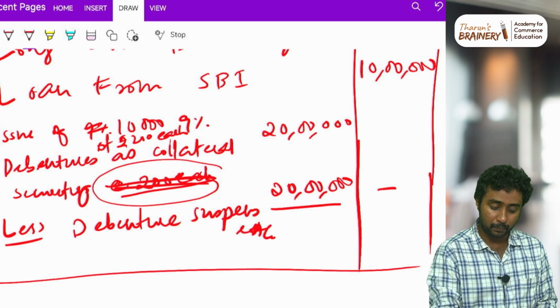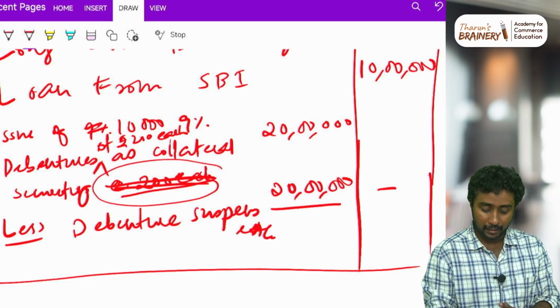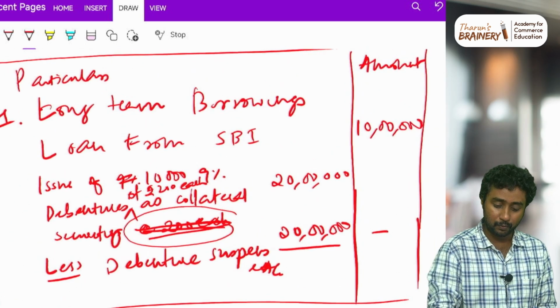Of rupees 200 each as collateral security. 20 lakhs you can show, and less debenture suspense account 20 lakhs. This is how you will be showing it.